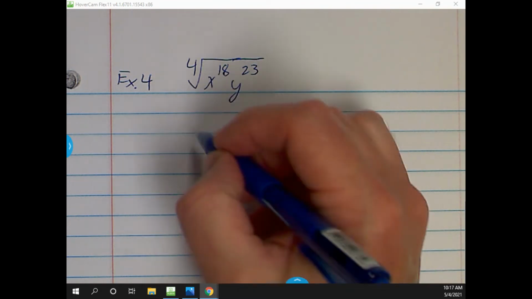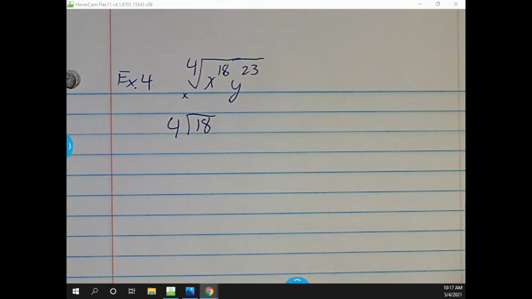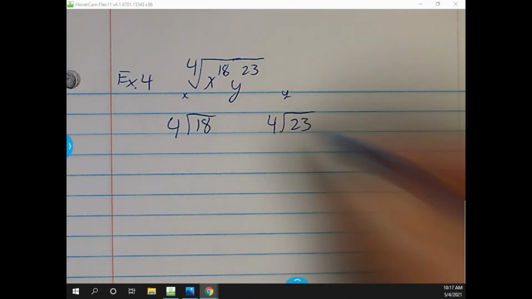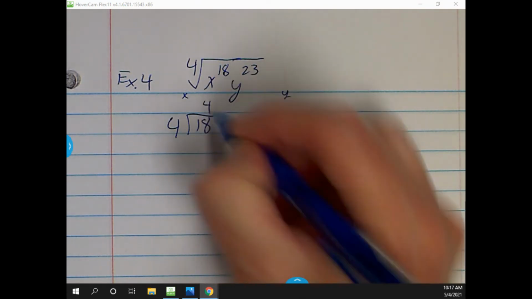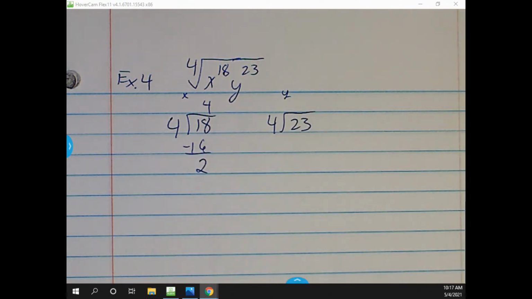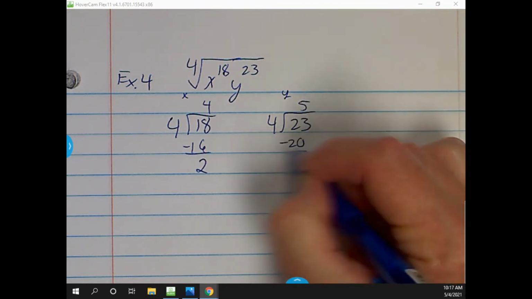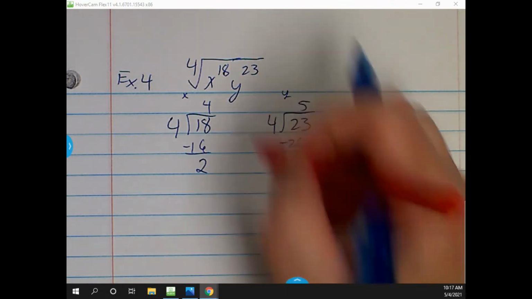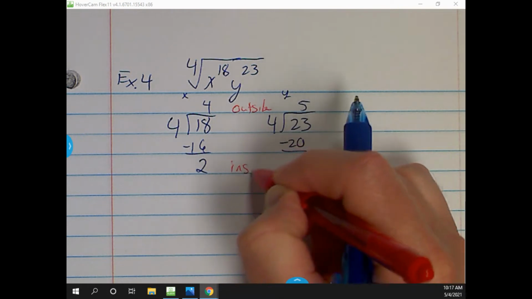For the x's, you're going to divide 4 into 18. And then for the y's, you're going to divide 4 into 23. 4 going into 18 4 times, 2 left over. 4 divided into 23 5 times with 3 left over. And if you do those kind of on the same level, this tells you everything that's on the outside and everything that's on the inside.